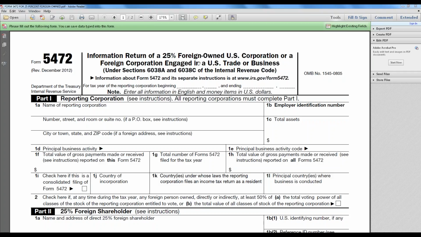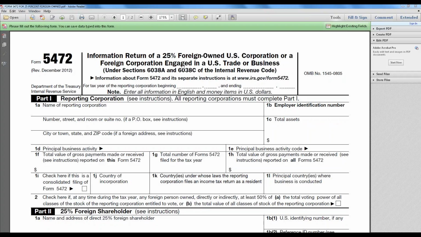And this form is important. The fine for not filing it is $10,000. The name of the reporting corporation, that's going to be your domestic corporation that's 25% owned by a foreign person and engaged in the U.S. business. That's a foreign corporation, Form 1120-F, engaged in U.S. treaty business. We're going to get to that next.